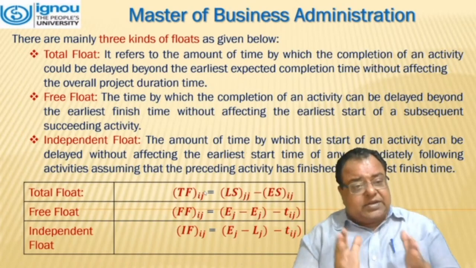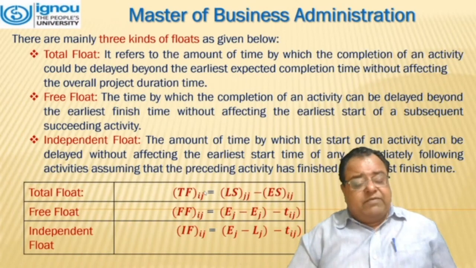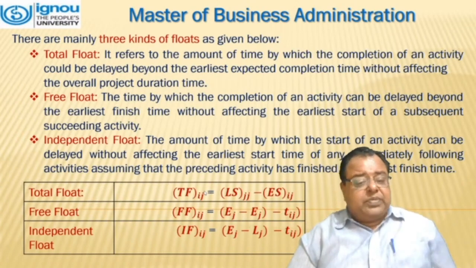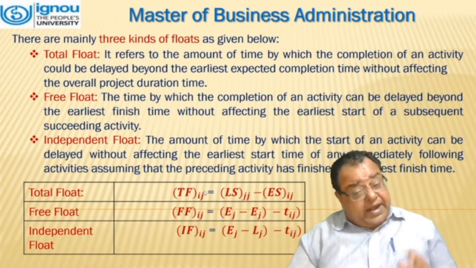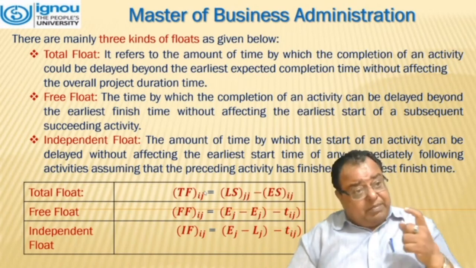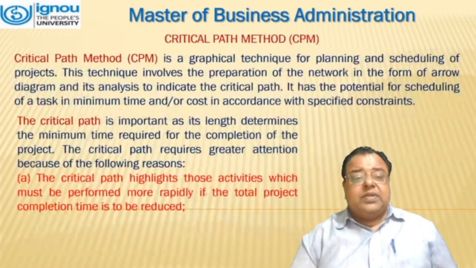So mathematically, we can say that total float, TF(ij), is equal to latest start minus earliest start. Free float is represented by FF, and it is the difference E(j) minus E(i) minus T(ij). And independent float is the difference E(j) minus L(i) minus T(ij).